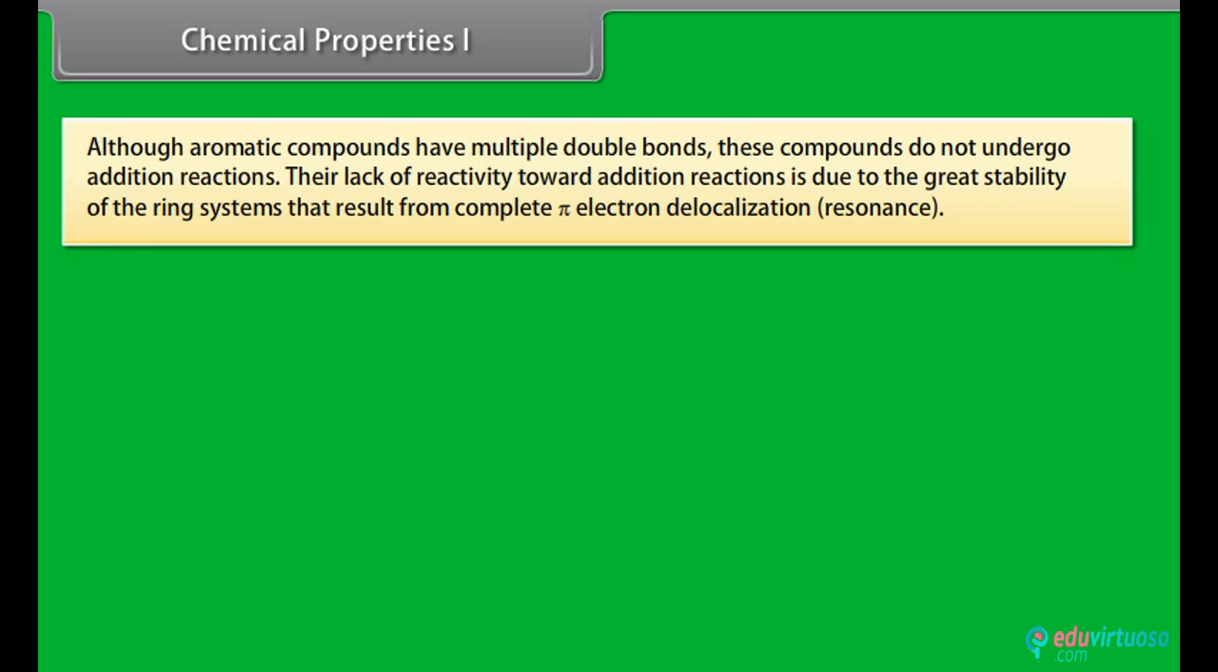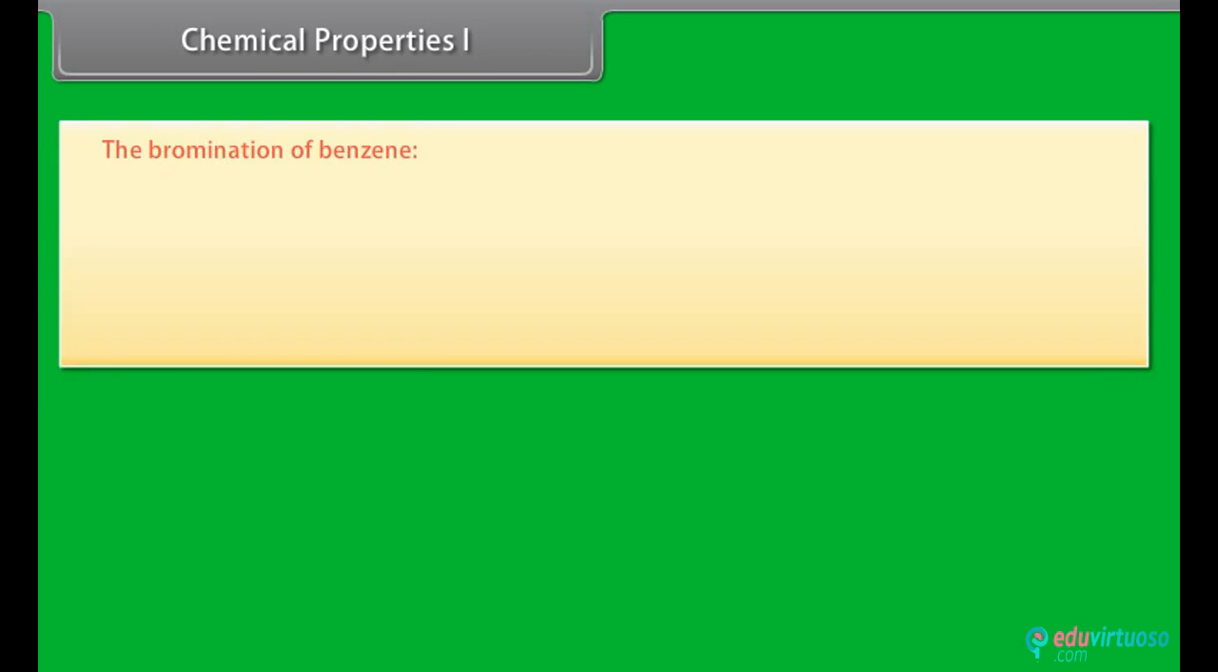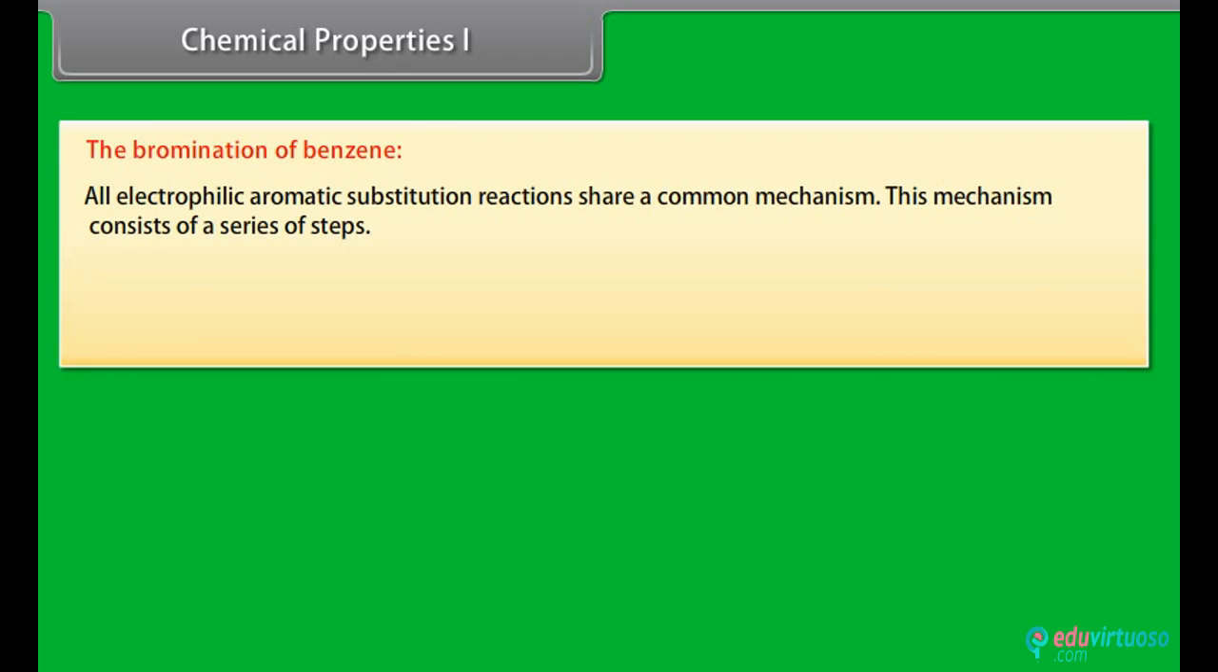Their lack of reactivity toward addition reactions is due to the great stability of the ring systems that result from complete pi-electron delocalization, resonance. Aromatic compounds react by electrophilic aromatic substitution reactions, in which the aromaticity of the ring system is preserved. For example, benzene reacts with bromine to form bromobenzene. The bromination of benzene.